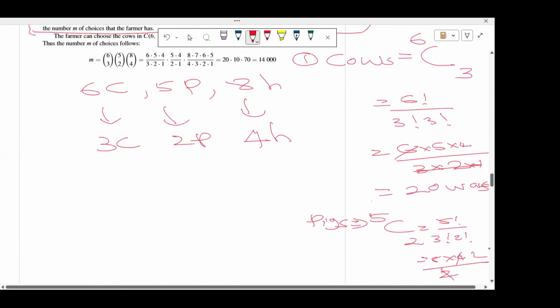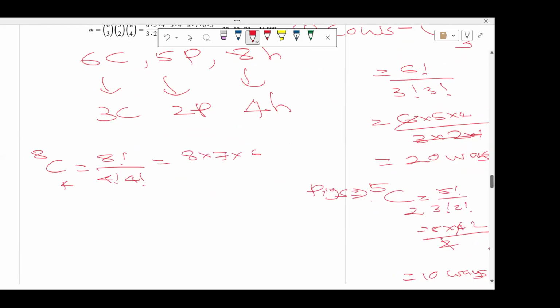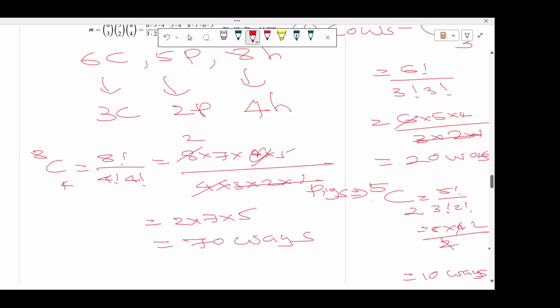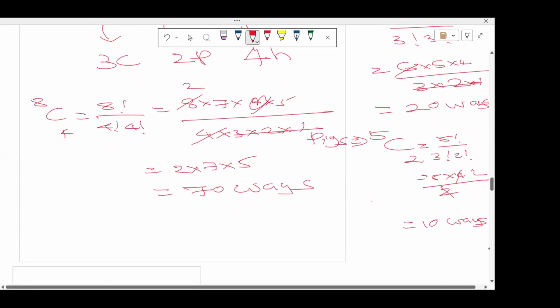The third one, how many ways can we select the hens? 8 hens. We need to select 4 hens. 8C4, which is 8 factorial over (8 minus 4) factorial into 4 factorial. So we can say 8 into 7 into 6 into 5 into 4 factorial, and 4 factorial we can cut down, over 4 into 3 into 2 into 1. We can cut down, this 6 and this 6, right? Then 4 cancels, leaving 2. So 2 into 7 into 5, so 7 into 10, 70 ways, right? So now we have individually considered how many ways we can select each animal.